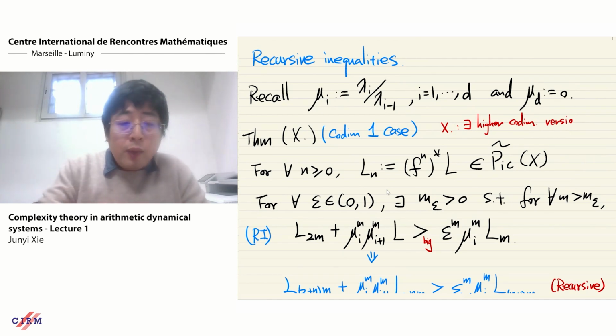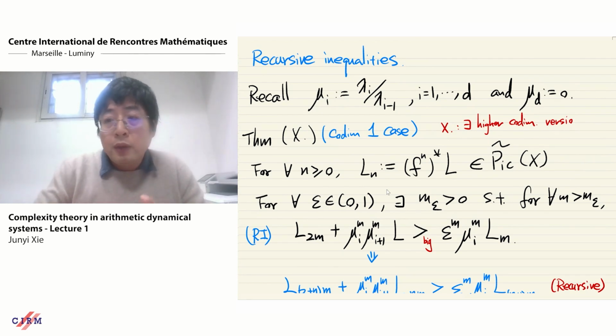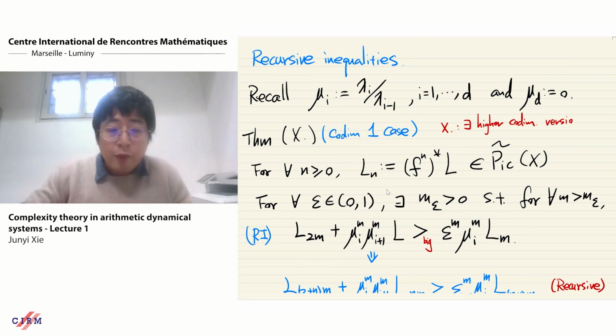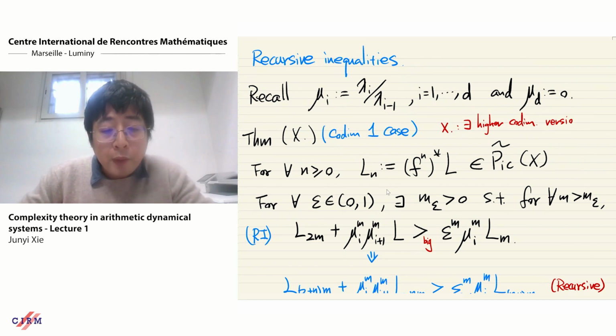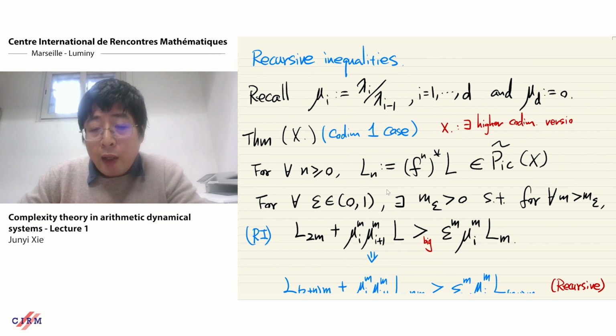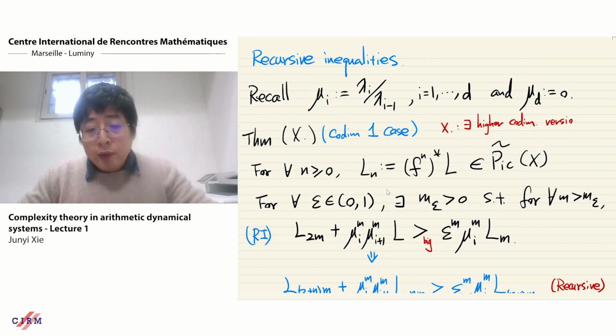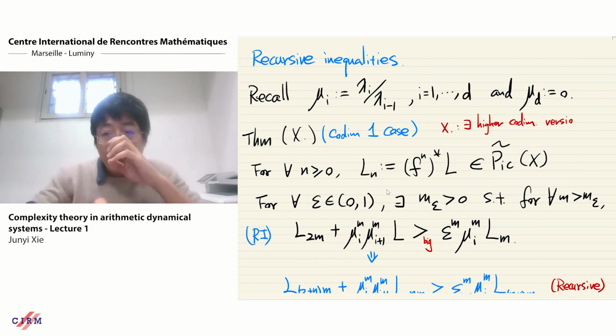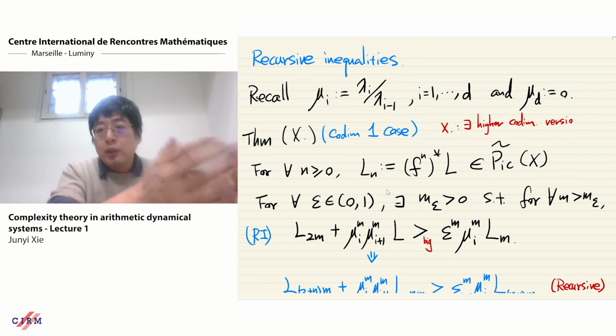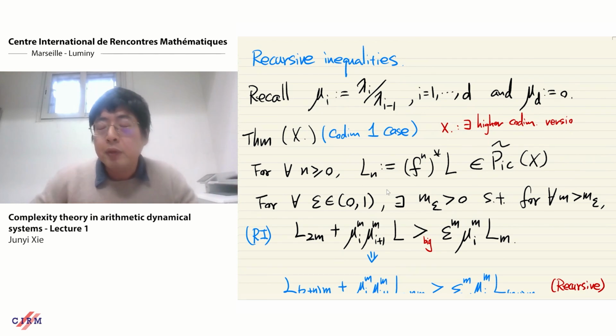And if you just look at this RI, you do not know why it is recursive. So in fact, you can pull it back more by tensoring with some iterate of f. Then you get the following inequality: L_{2+n} m plus mu_i m mu_{i+1} m L_n m larger than epsilon m mu_i m L_{n+1} m. And you see the last inequality is recursive. This is recursive means that each term is similar, just by replacing n by n plus 1. So you really get some recursive inequality.